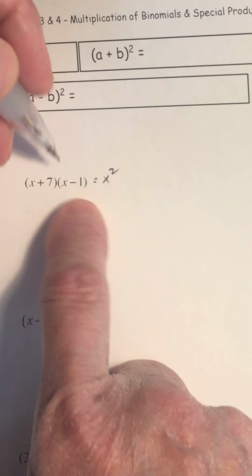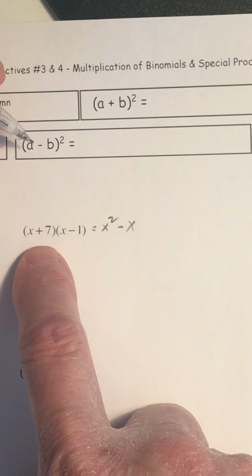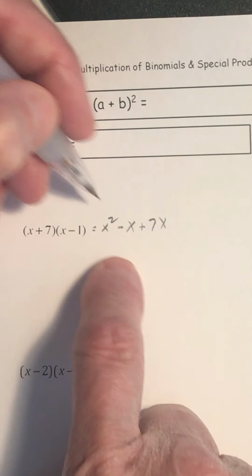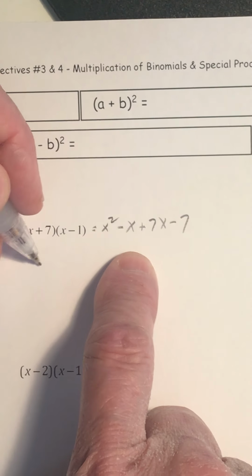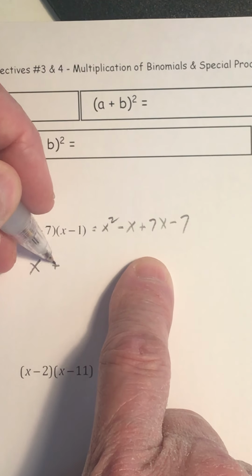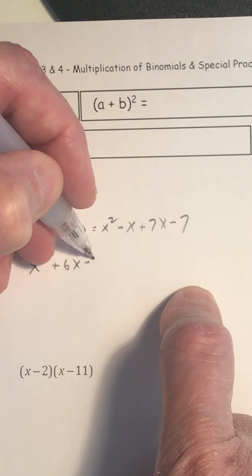And then x times minus 1, that's minus 1x. And then 7 times x, that's 7x. And 7 times minus 1, minus 7. Our answer is x squared plus 6x as predicted, and then the minus 7 at the end.